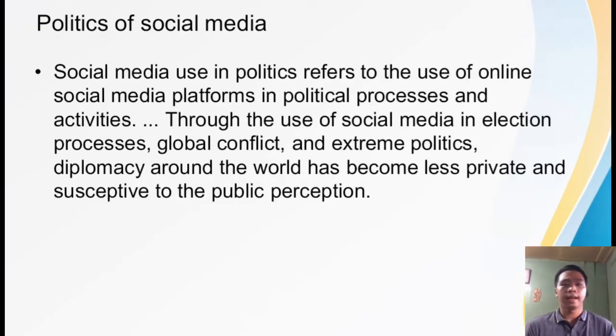Politics of social media. Social media use in politics refers to the use of online social media platforms in political processes and activities. Through the use of social media in election processes, global conflict, and extreme politics, diplomacy around the world has become less private and susceptible to public perception.